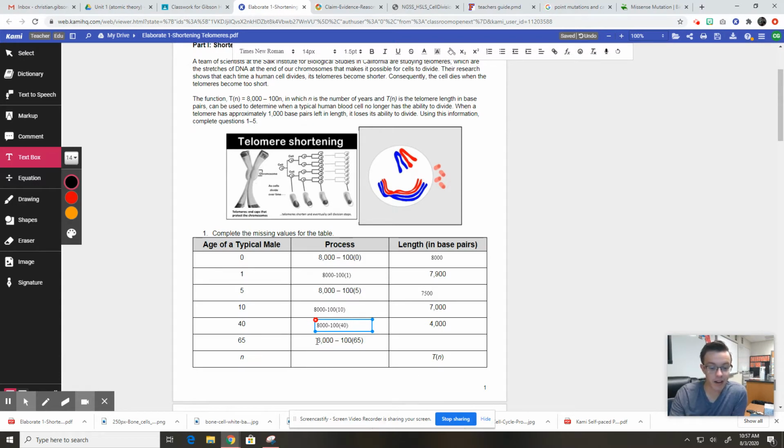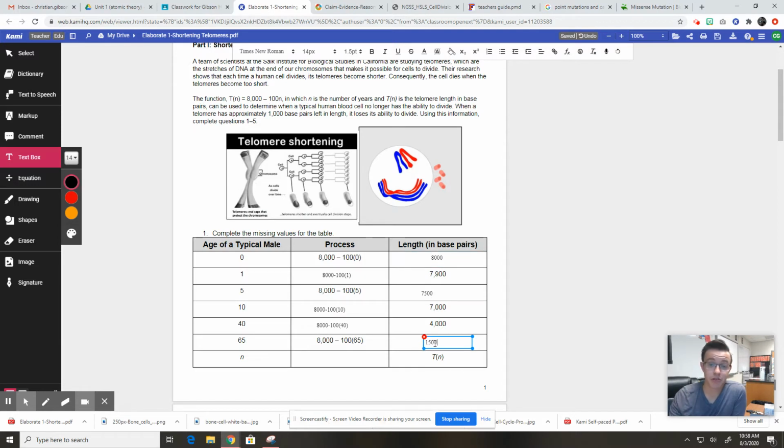All right, so now we are at the age of 65. We start with 8,000 minus 100 times 65. So that's 8,000 minus 6,500. If I'm correct, I believe that's 1,500. I'm going to put that in the calculator just to be sure. You guys are watching this and like, he's supposed to be a teacher. He's supposed to know this stuff. Make sure I'm not telling you guys wrong here. 8,000 minus 6,500. Yep, 1,500. Cool.